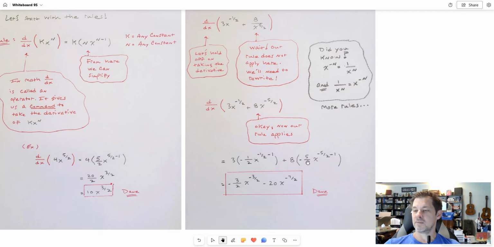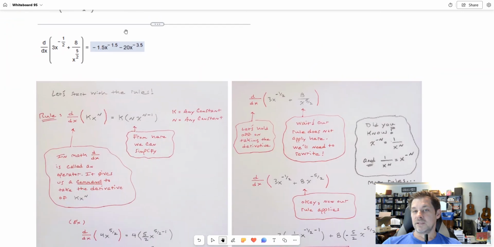So putting all this together, I'll get 3 times negative half. That's negative 3 halves. Subtract, I get exponent negative 3 halves. 8 times negative 5 over 2 turns out to be negative 20. Negative 5 over 2 minus 1 is negative 7 over 2. So I'm done at that point. I applied the rule and I simplified what I could. All right. Now, that would be okay. You could leave the answer just like this.